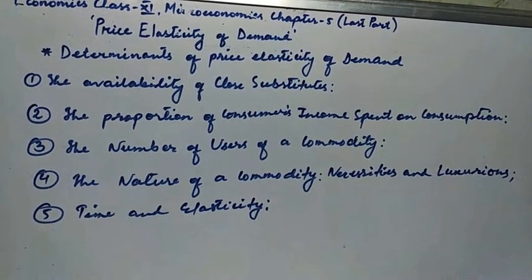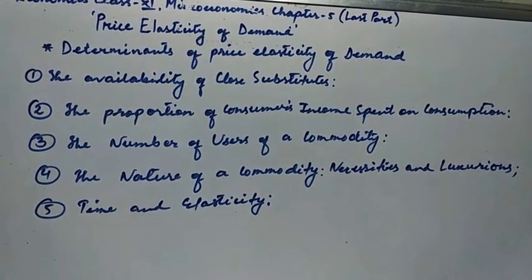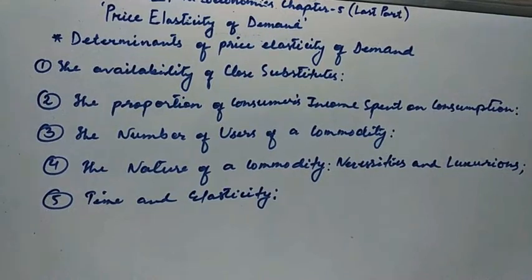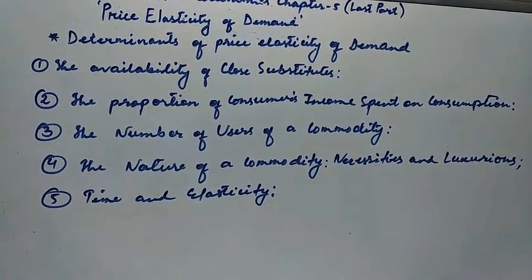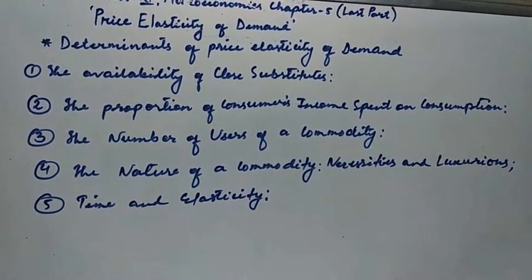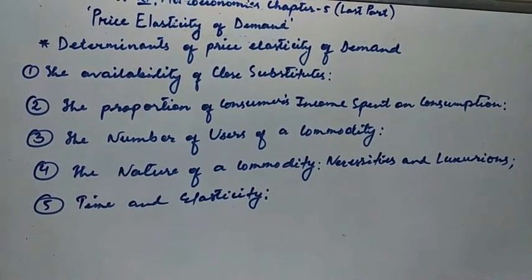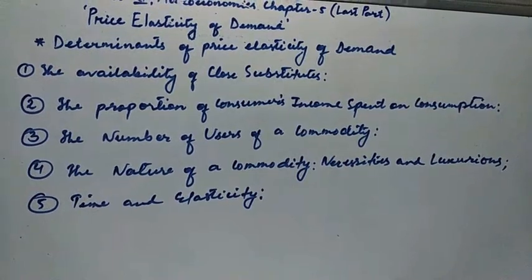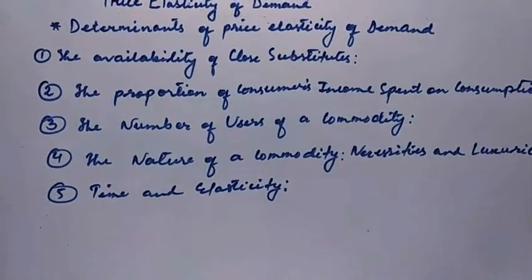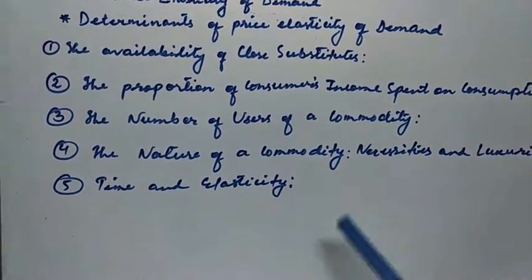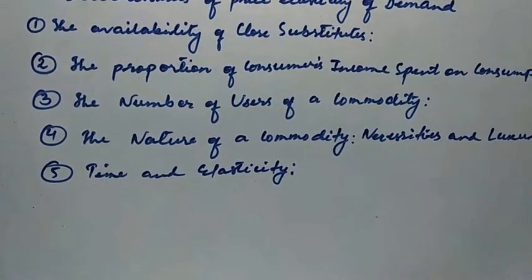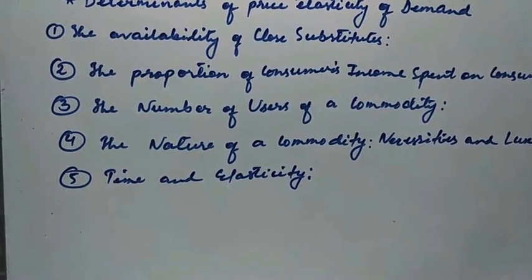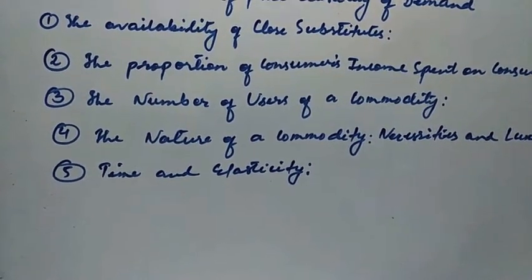So in conclusion, what we can say is that when a consumer devotes a very small amount of his income, price elasticity is inelastic. And when a consumer devotes a huge portion of his income, then price elasticity is very high. The third factor is the number of uses of a commodity. Here we see that the greater the number of uses to which a commodity can be put, the greater will be its price elasticity of demand.